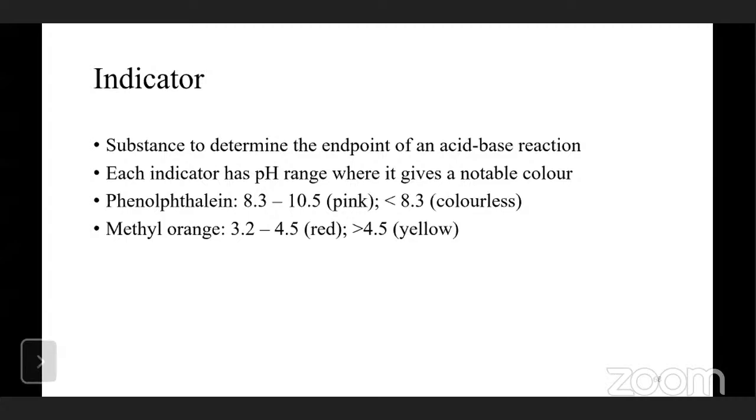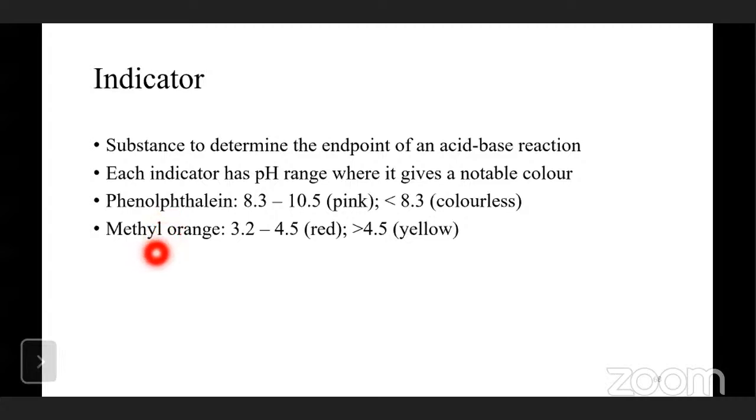And that is why an indicator may not be applicable for all types of acid-base reaction, because they always have their own particular pH range. For phenolphthalein, its pH range is between 8.3 and 10.5. Some texts may also expand it from 8 to 10 or maybe to 11. In a pH of 8.3 to 10.5, if you put it in that medium, it will be pink. But if the pH is not between 8.3 and 10.5, you may have a colorless phenolphthalein.